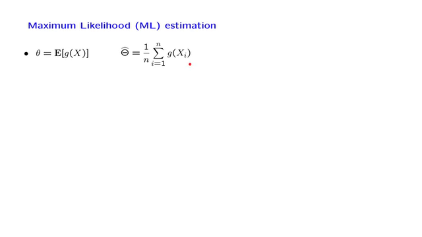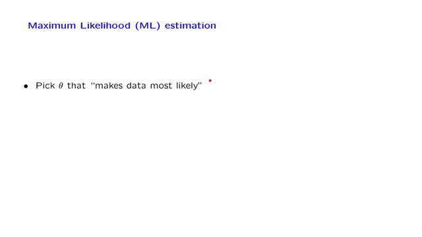So rather than using this approach, we will use a different approach, which is the following. We will find a value of theta that makes the data that we have seen most likely. That is, we will find a value of theta under which the probability of obtaining the particular x that we have seen is as large as possible. And that value of theta is going to be our estimate, the maximum likelihood estimate.